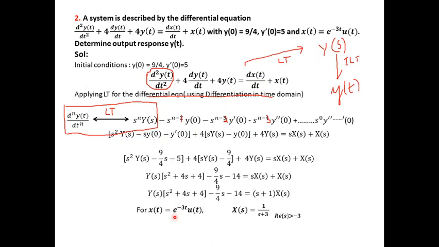So x of t is e power minus 3t u of t. So X of s is 1 by s plus 3. Since it is u of t, which is a right-sided signal, the ROC is real part of s greater than minus 3. So now you substitute for Y of s, and you get it as this one.